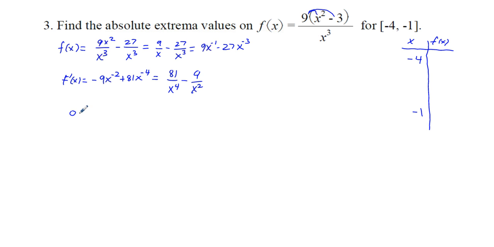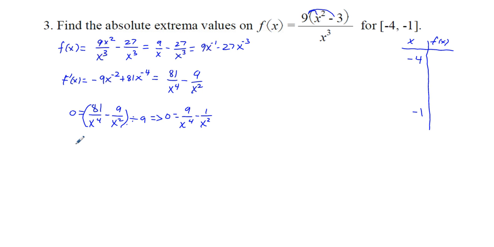So 0 is equal to 81 over x to the 4th power minus 9 over x squared. And we can divide both sides of this by 9. And for that, we're going to get 0 is equal to 9 over x to the 4th power minus 1 over x squared.